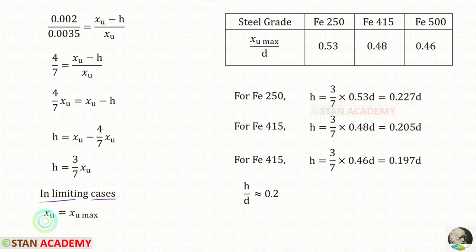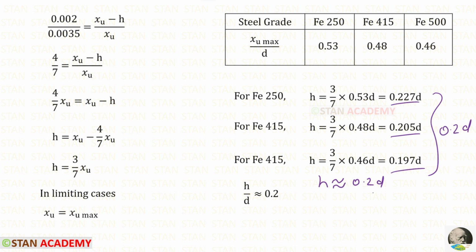In limiting cases, xu will be equal to xu max. In the previous video, for xu max upon d, we have calculated these three for the particular steel grades. To find xu max, we have to take d on the other side, so it will come in the numerator. In limiting cases, h will be 3 upon 7 into xu max. For the different grades, we can apply xu max values. You can see that all three of them are approximately equal to 0.2d.